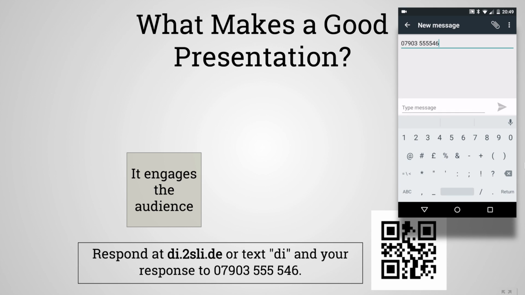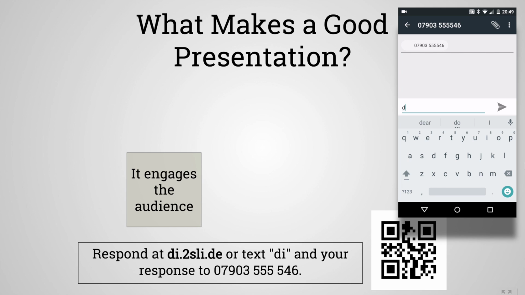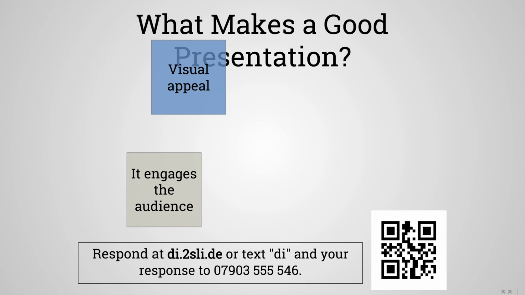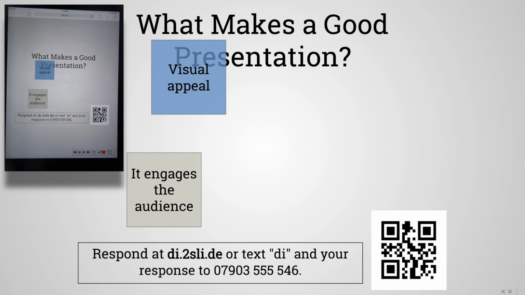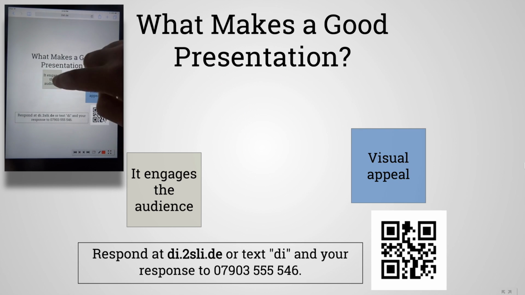I have to start the text message with the code DI, and I'll write Visual Appeal. I push send, and the response appears on the screen. I can interact with the responses, move them into groups, or draw lines to show connections using the pen.